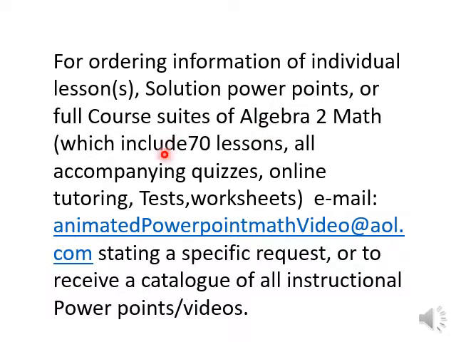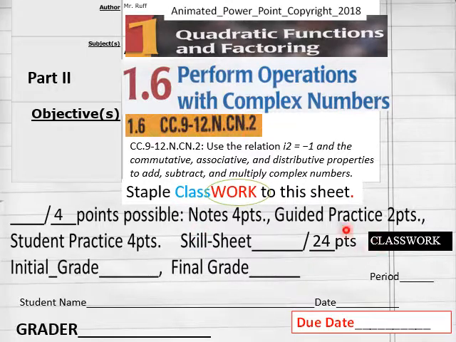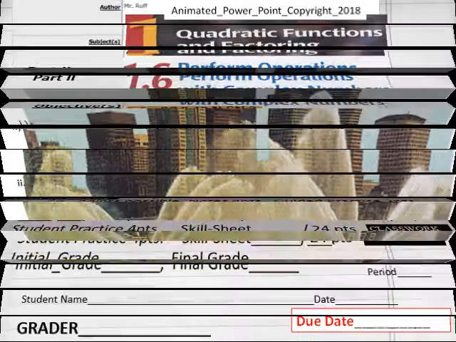Hello everybody, getting ready to do part 2 of lesson 1.6 today of Algebra 2 Math. We have a 24-point class worksheet today, and 4 points here of note-taking. This is 1.6, perform operations with complex numbers.